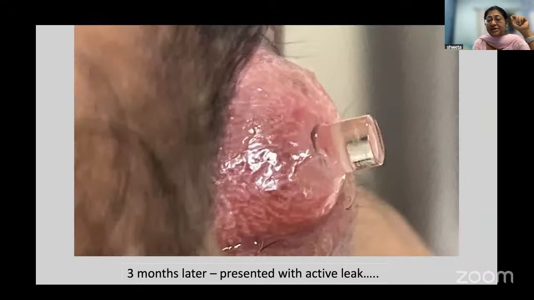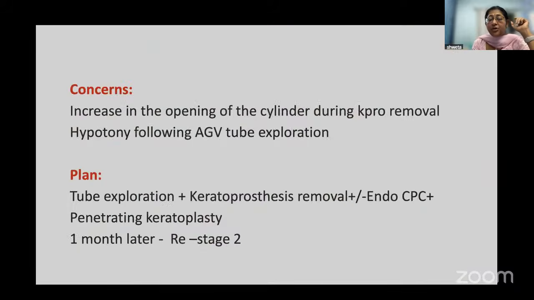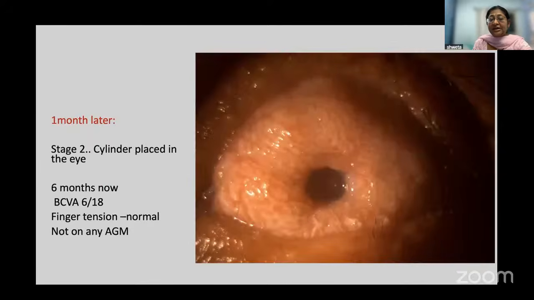And exactly 3 months later, he presented to us with a leak, a perfect time to replace it with the secondary lamina, which was already ready. Now here the plan was, if we go ahead and explore the tube and we remove the keratoprosthesis, there is a possibility that the opening might increase and there is hypotony. So we kept a penetrating keratoplasty also ready at this stage and decided to go ahead with a type 2 1 month later, which is exactly what happened.